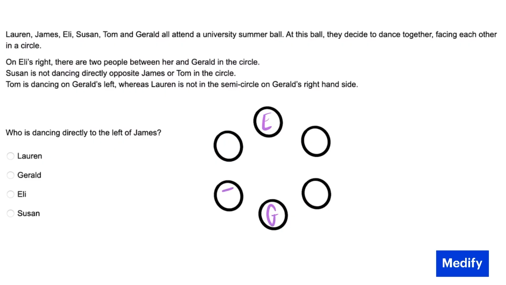And here is an example video of a worked solution for one of Medify's mini mock decision-making questions. This means that Tom must be next to Gerald on his left, and Lauren must be in the one remaining spot on Gerald's left-hand side, between Tom and Ellie. So as you can see from the videos, the information is laid out really clearly in this whiteboard style format and everything is explained step by step.